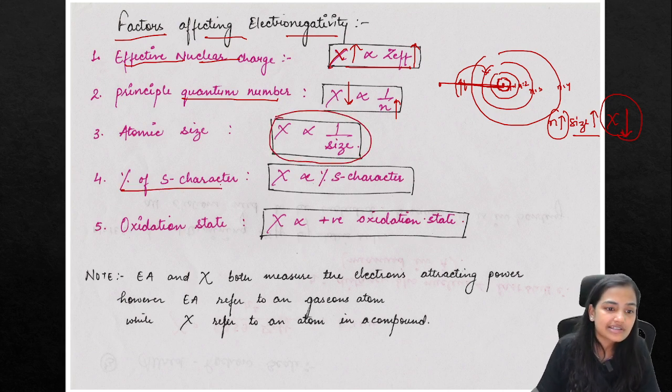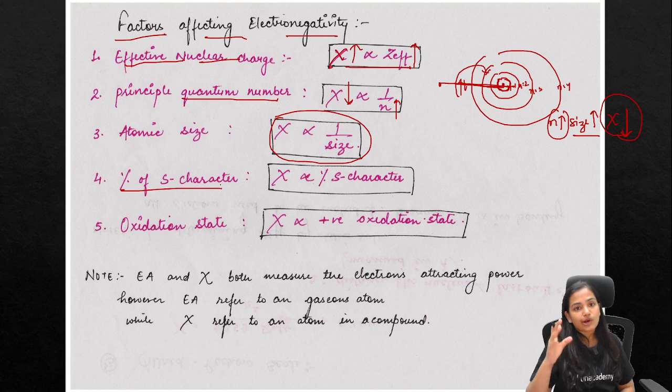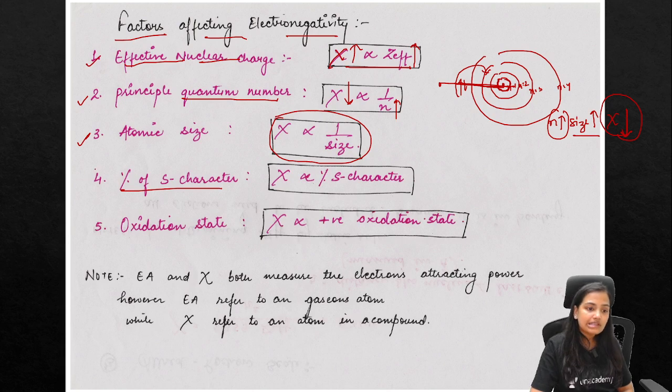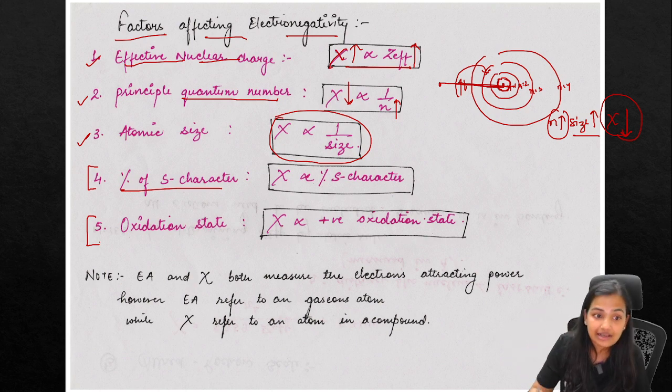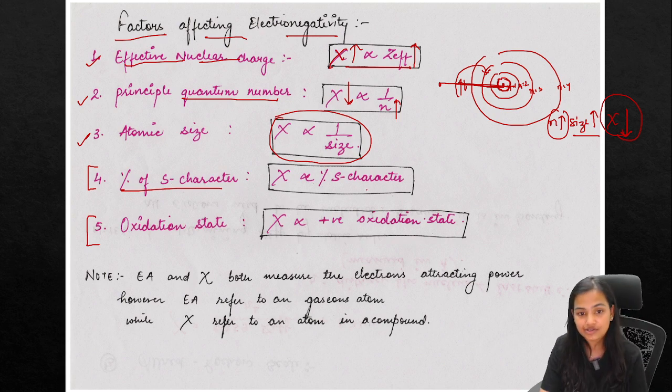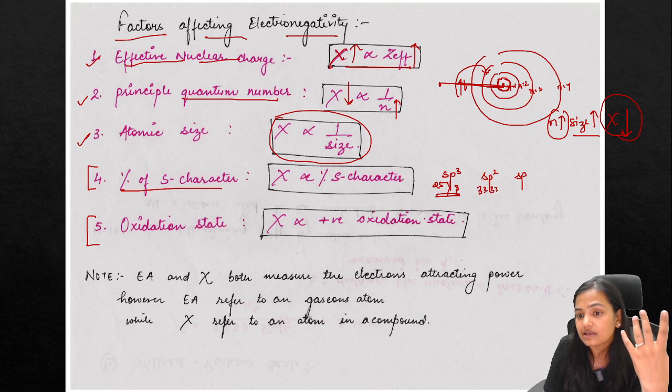Now, what is the percentage of s character? This is the most amazing thing. Guys, whenever we talk about electronegativity, you remember these points, but mostly my dear students forget about these two points. Please try to understand. As the percentage of s character increases, you know the hybridization, sp3, sp2 or sp hybridization, here you have 25% s character, only one-fourth s is there. Here we have one-third, means 33.33% s character. Here we have 50% s character.